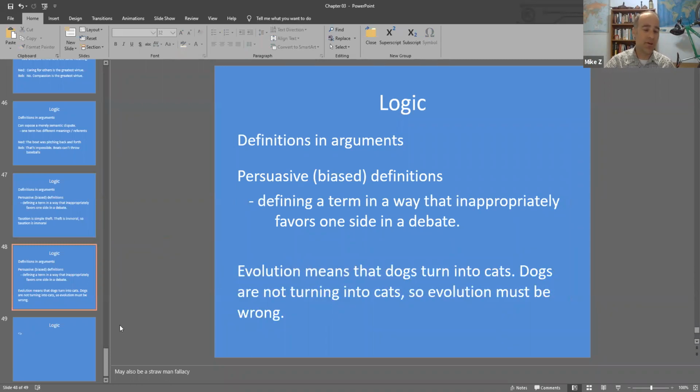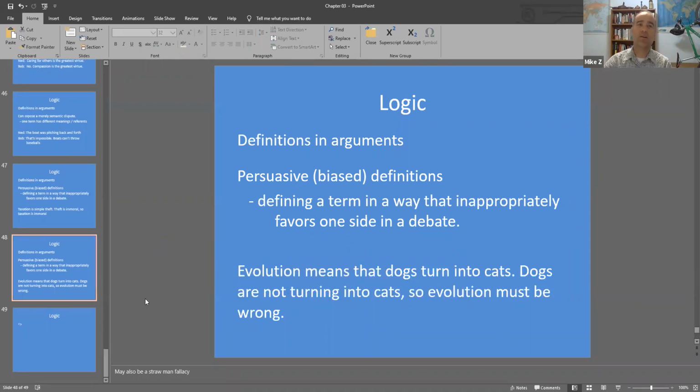Here's another one. I've heard this one plenty too. Somebody might hear about how evolution talks about how one species evolves into another species, or every species that exists evolved from a previous species. And so somebody might say, ah, so I know what evolution is. Evolution means that dogs turn into cats. Well, dogs are not turning into cats, so evolutionary theory must be wrong. Well, yeah, that's a terrible definition of evolution. In fact, as we'll see in a future chapter coming up really soon, this is what they call a straw man fallacy. It's incorrectly defining the term evolution.